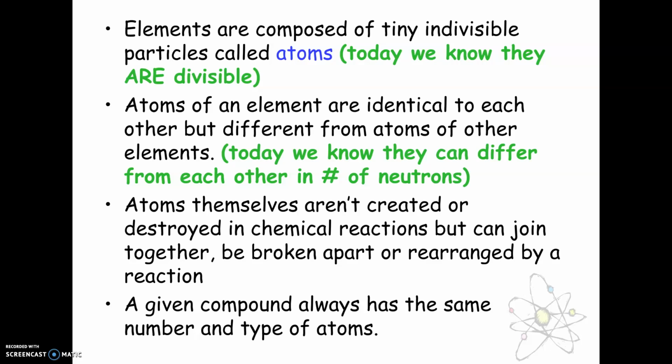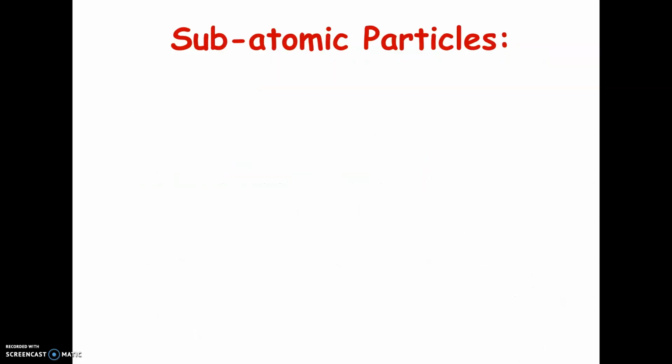And a given compound always has the same number and type of atoms. For example, water, as we know, is H2O. 2 hydrogens and an oxygen, and that never ever changes. It will always be 2 hydrogens and an oxygen in order to be water.